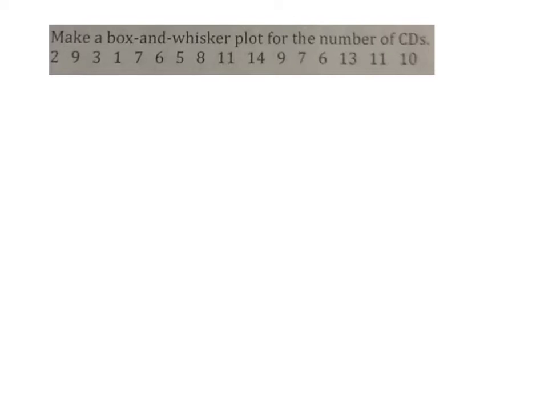Alright, so here we have some data that indicates the number of CDs. We're going to use this and create a box and whisker plot. So I'm going to put the numbers in order from least to greatest. We've got a 1. I'm going to cross it off to keep track of them as we go, and we don't use numbers more than once.